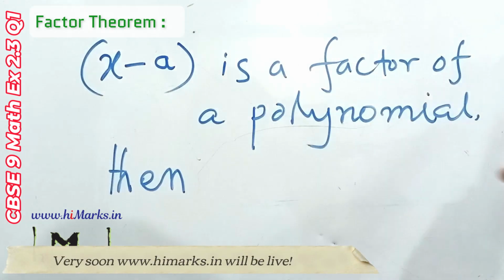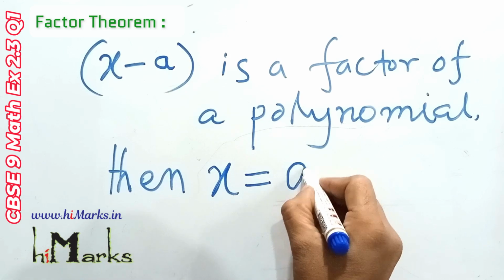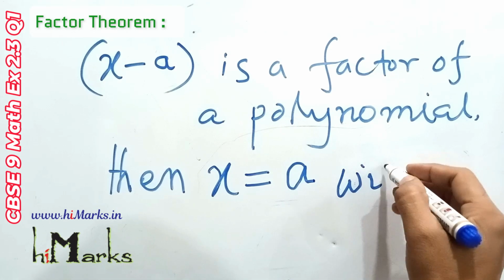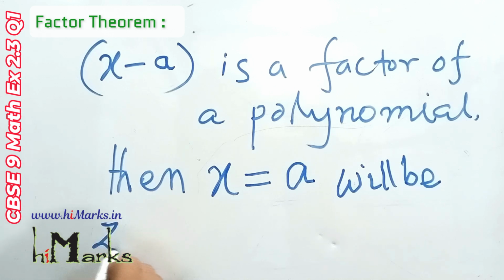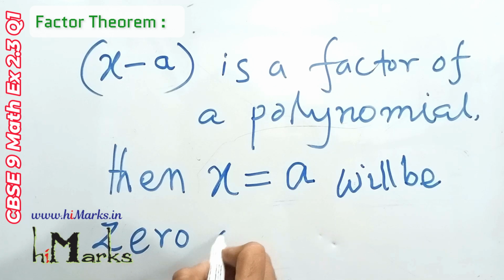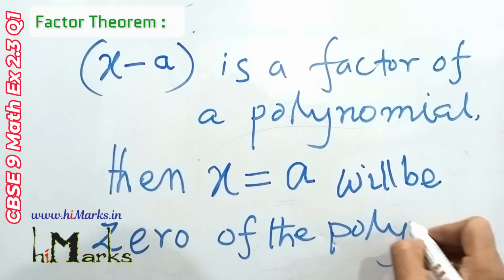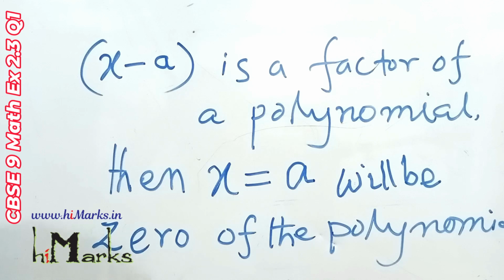If x minus a is a factor of a polynomial, then x equal to a will be a zero of the polynomial. So you remember it.